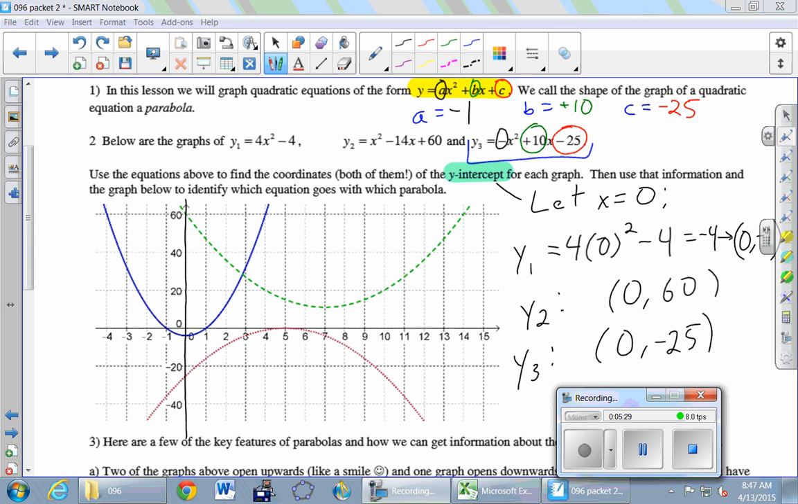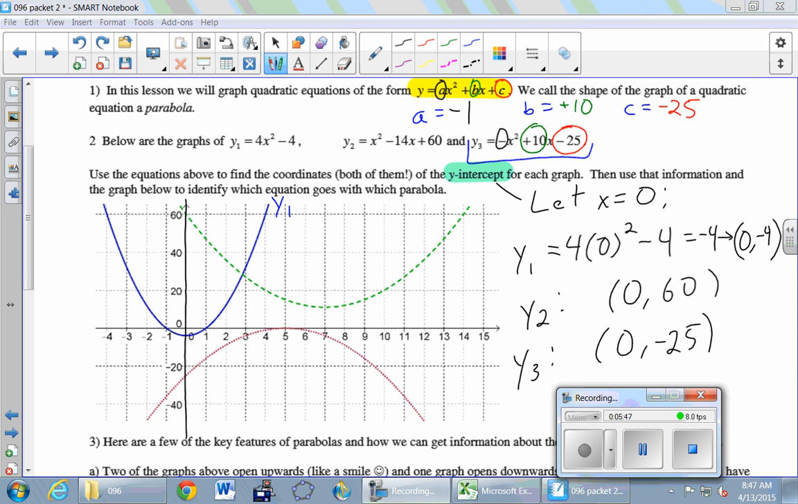Okay, so there's the y-axis. Which color is the graph that goes through the point (0, -4)? It's blue, right? (0, -4) is this point down here at the bottom of the blue one. So apparently y1 is that blue one over there. Let's label this one.